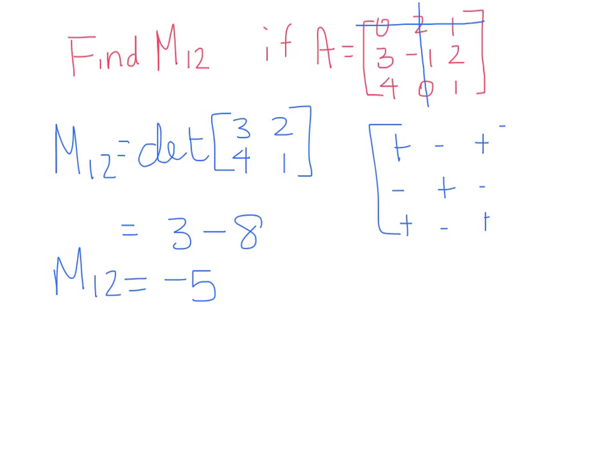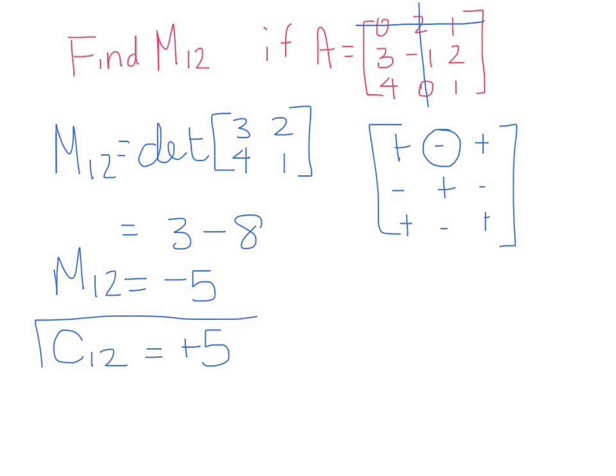And if you remember the sign pattern, there's our sign pattern. Now I'm in the 1,2, which is right here. Look at that, it's a negative, so I'm going to have to change the sign to get to C12, which will then be plus 5. So the sign pattern's not telling you whether the number is positive or negative. It's just saying, should I change the sign of the minor in order to find the cofactor? So hopefully that's clear now.